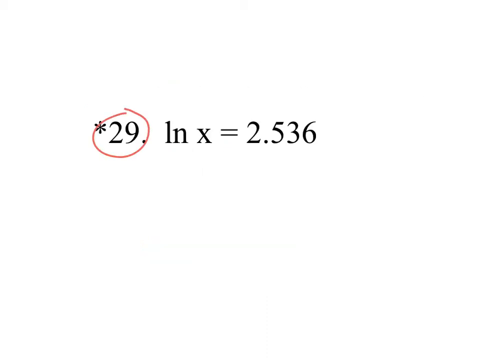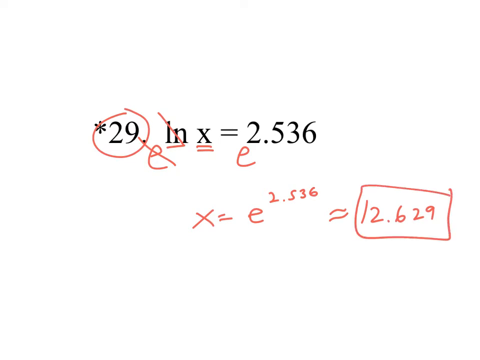Looking at number 29, we have ln of x equals 2.536, and you are solving for the value of x. So if I want to get x by itself, I have to exponentiate both sides. Remember, ln is log base e, so I can exponentiate each side by e. These cancel out. I get x is equal to e to the 2.536. And when you put that into your calculator, rounding to 3 decimal places, you get 12.629 as your final answer.